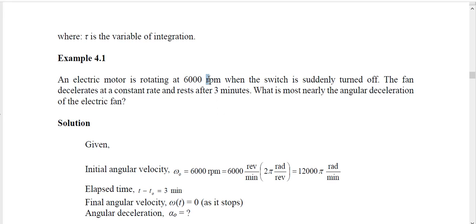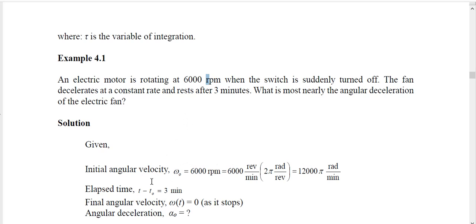It is not radian, it is revolution, so we have to convert it. So initial angular velocity is 6000 revolution per minute, so revolution times 2 pi. That means every revolution it rotates 2 pi, a complete rotation. So total is 12,000 times pi radian per minute. And note down the unit of angular velocity. It is radian per minute, and that is my initial.